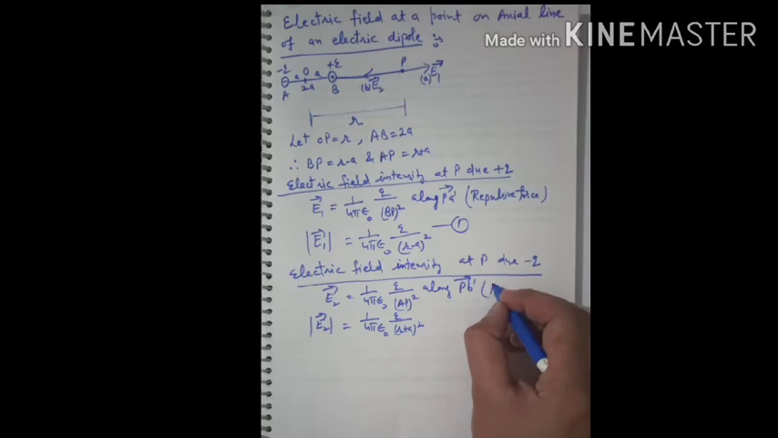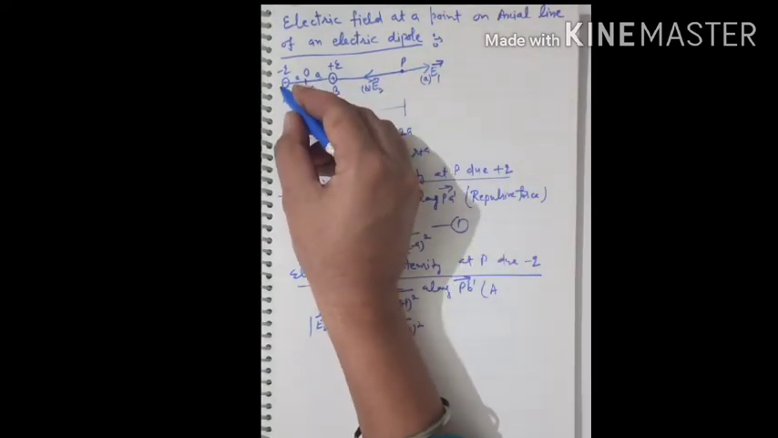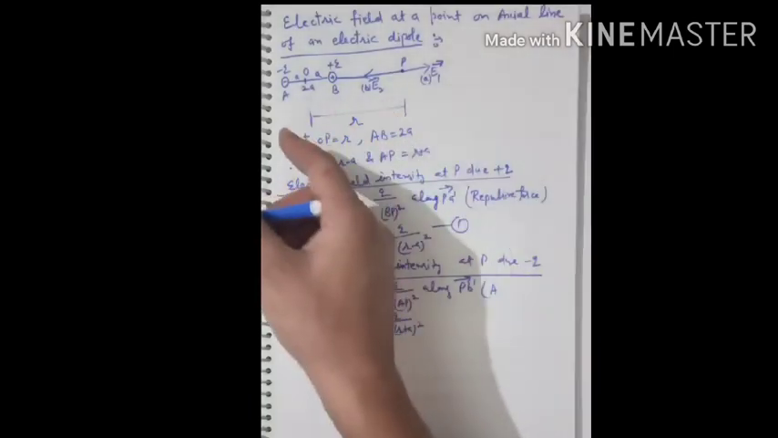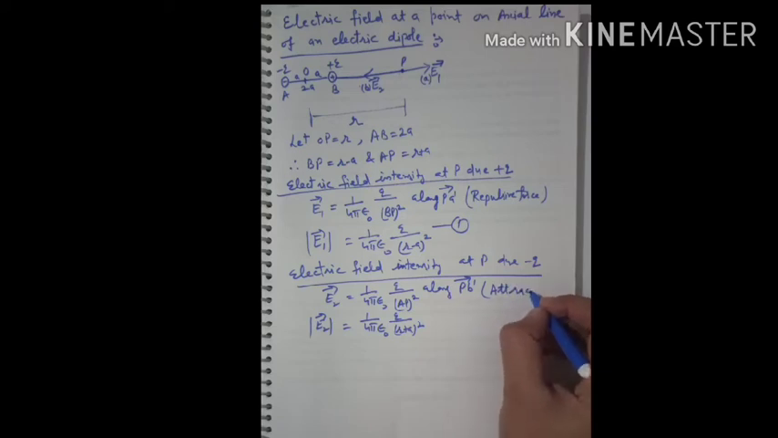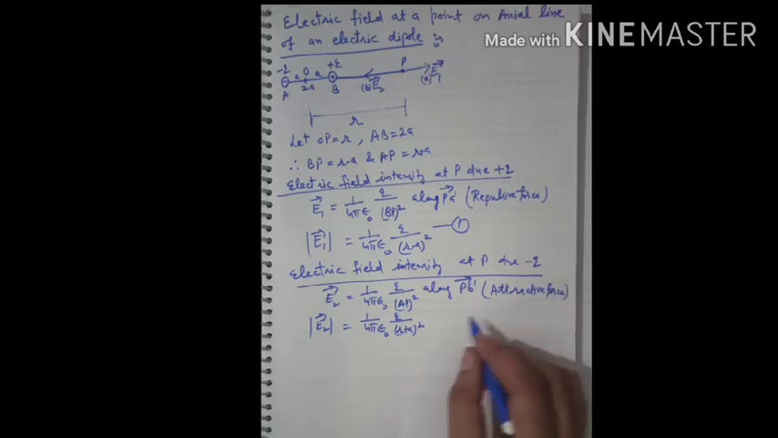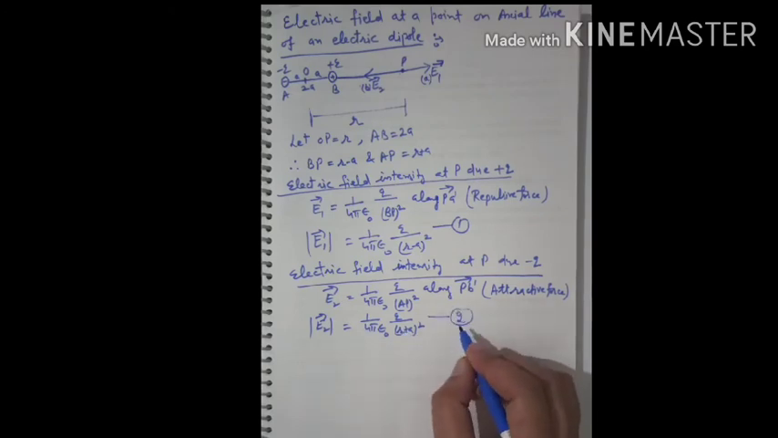Here is an attractive force because this charge is positive and this charge is negative. So this charge attracts this charge in the left direction. So here is attractive force. This force is attractive force. So in magnitude form, this intensity, this is equation number 2.